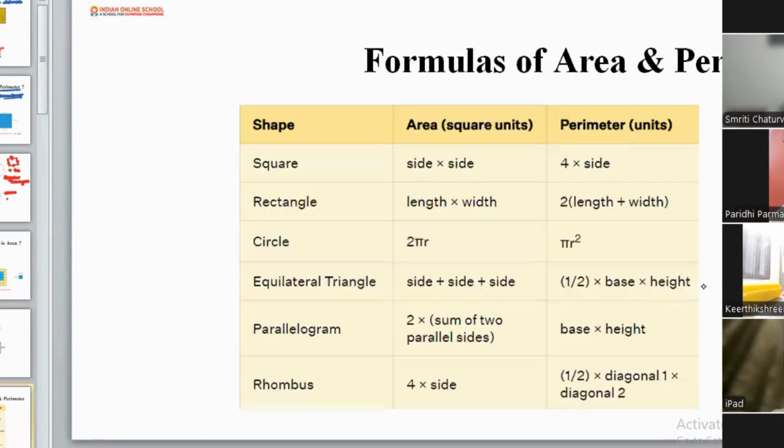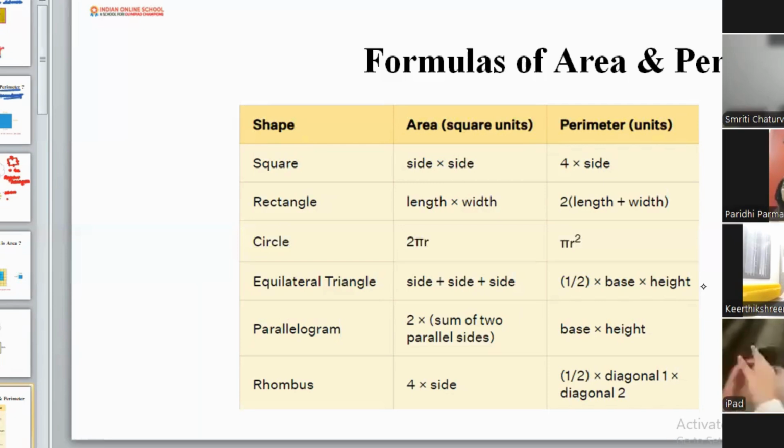Okay. So now what we have learned from this, we have learned about the formulas of area and perimeter. We have learned about the formula of area of a square, which is side times side. And the perimeter of the square, which is 4 times side. We have learned about the area of rectangle, which is length times width, and the perimeter of rectangle, which is 2 times length plus breadth. After that, we have learned about the equilateral triangle, not area, only perimeter. Rest of the things we will learn in the higher grades or in our regular classes.